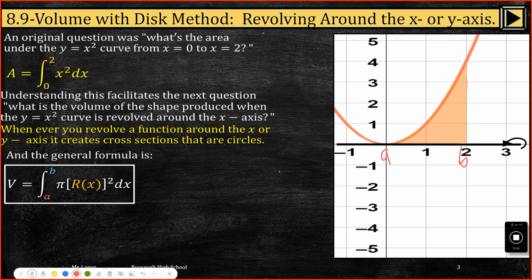And it is pi r squared dx for this particular one, if it's going dx. So pi r squared, where r is the radius.